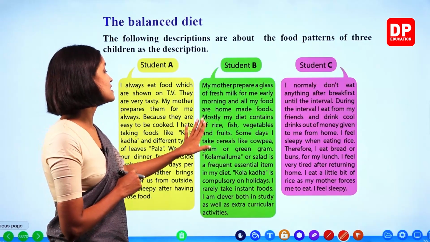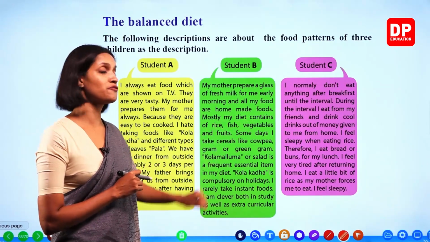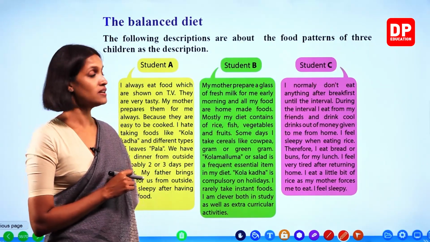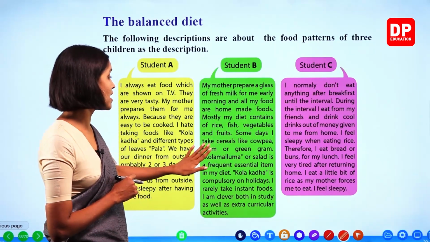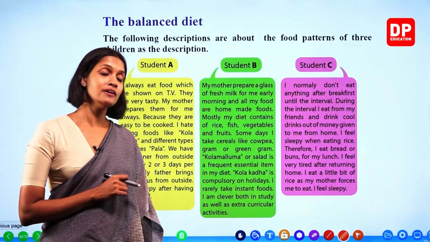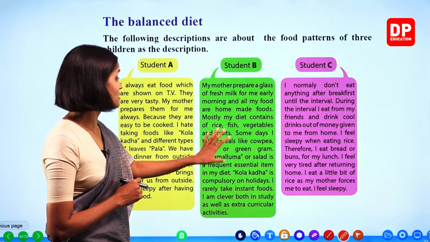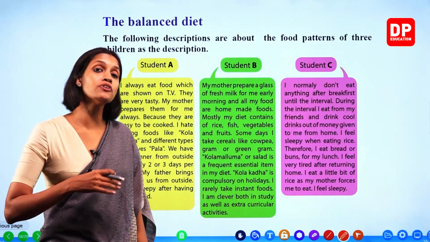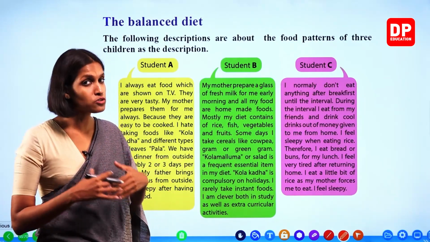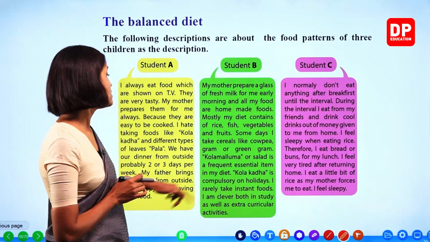Mostly my diet contains rice, fish, vegetables and fruits, all healthy items, right? Some days I take cereals like cowpea, gram or green gram, right? They are also very healthy because they have a lot of carbohydrates and protein. So very important for your growth and also to obtain energy, right?